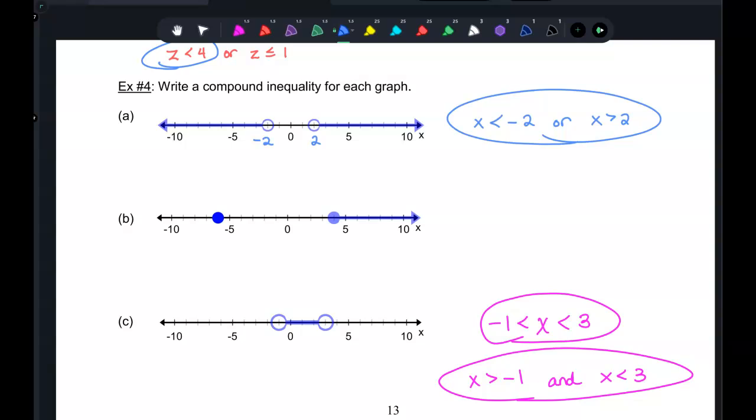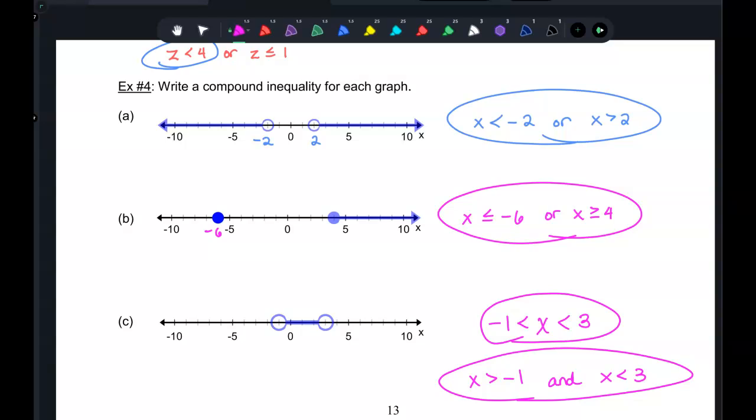X is less than or equal to -4. Are you sure it's -4? Wait, that's -6. So it's going to be x is less than or equal to -6. Why is it less than or equal to? Because it's a closed circle. And then positive 4: x is greater than 4, or x is greater than or equal to 4. How do you know what direction it's going?